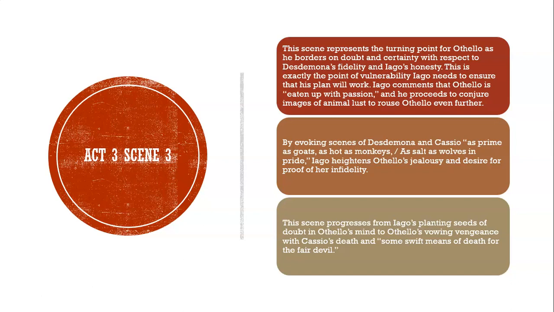Now, this scene progresses from Iago planting seeds of doubt in Othello's mind to Othello vowing vengeance with Cassio's death, and sort of how he's going to go about killing Cassio and Desdemona.